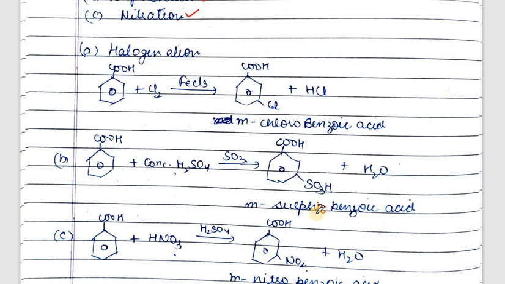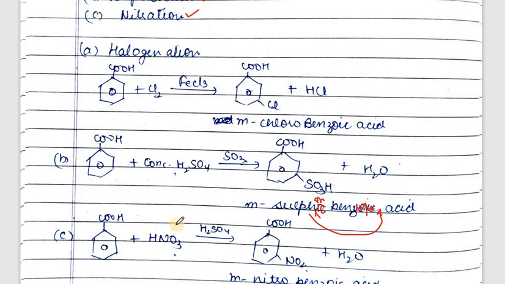Sulfonic acid, its spelling is S-U-L-P-H-O-N-I-C, sulfonic acid. So the sulfonic group will be present here. So it is benzene sulfonic acid. Meta-benzene sulfonic acid will be formed.